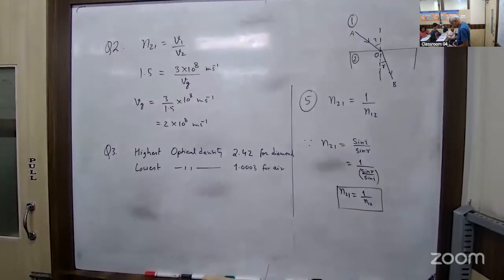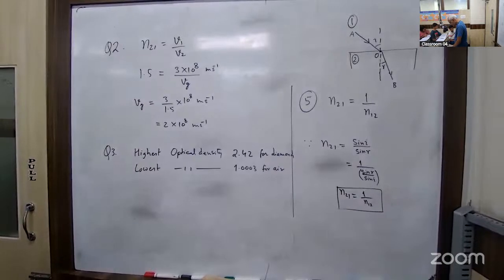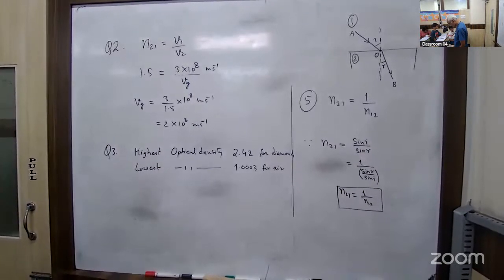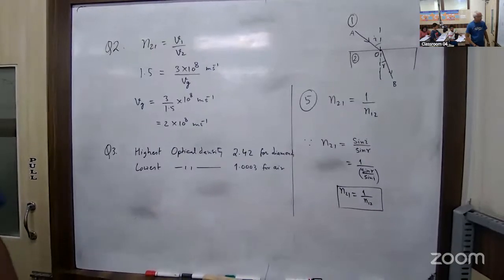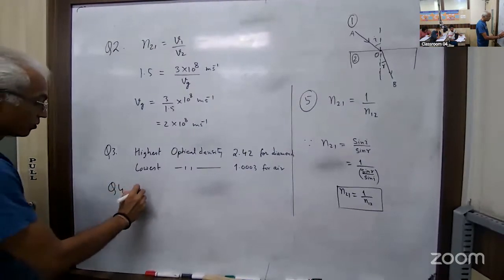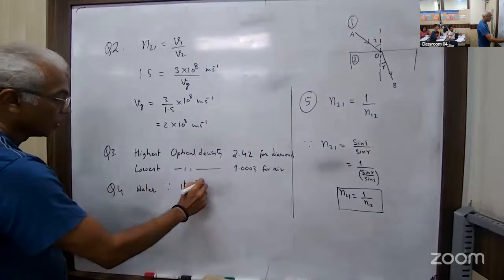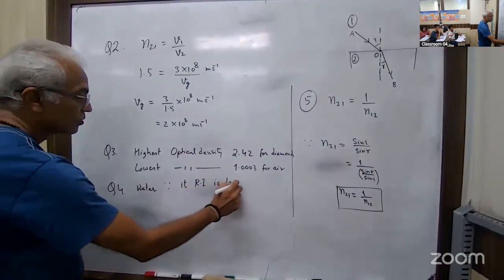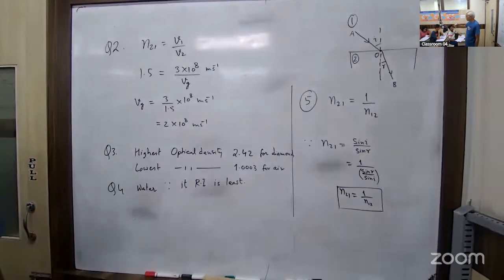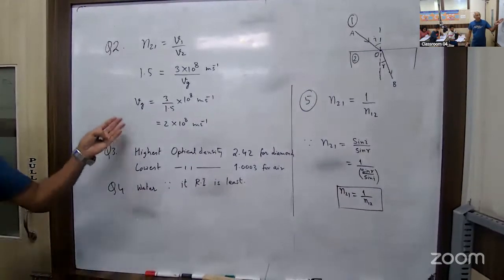Fourth also you can answer from the table. You are given kerosene, turpentine and water. In which of these does the light travel fastest? Water. The one with least optical density, which is least refractive index. Okay, which is water. Fourth answer is water. Why? Because the refractive index is least. Because refractive index gives the comparative velocity.